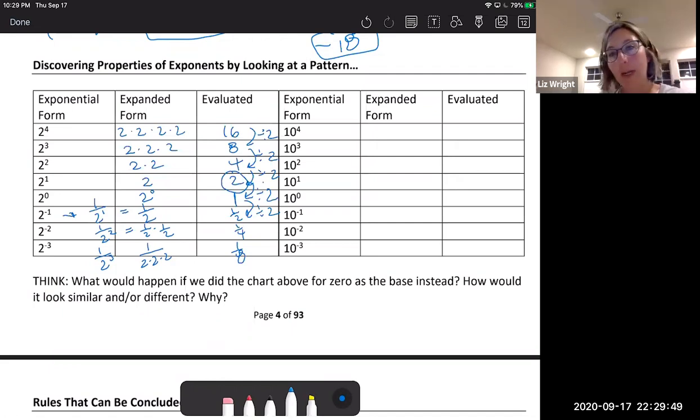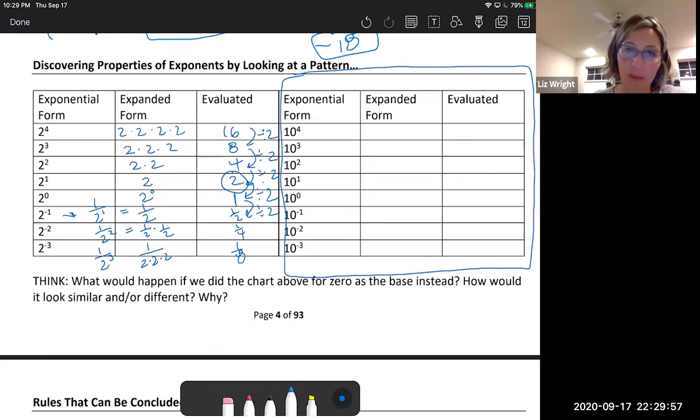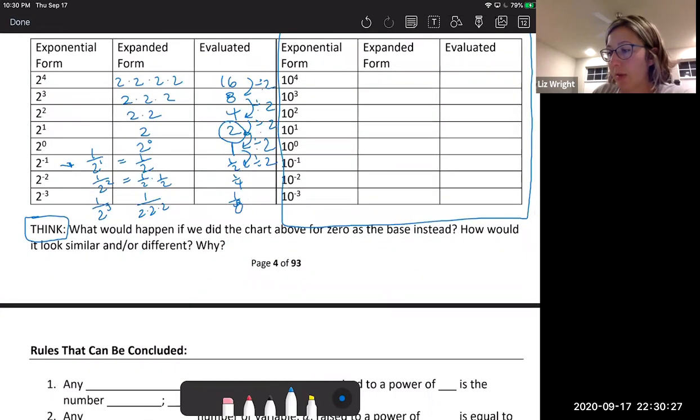Then looking at the right-hand side, this is one I want you to try on your own. When we do our notes check, you're going to need to make sure that that's filled in. So I would like for you to try on your own and fill out the expanded form and the evaluated form and see what you get. And then once you've done that, I want you to think about this question. What would happen if we did the chart above for 0 as the base? How could it look similar? How could it look different? And why?